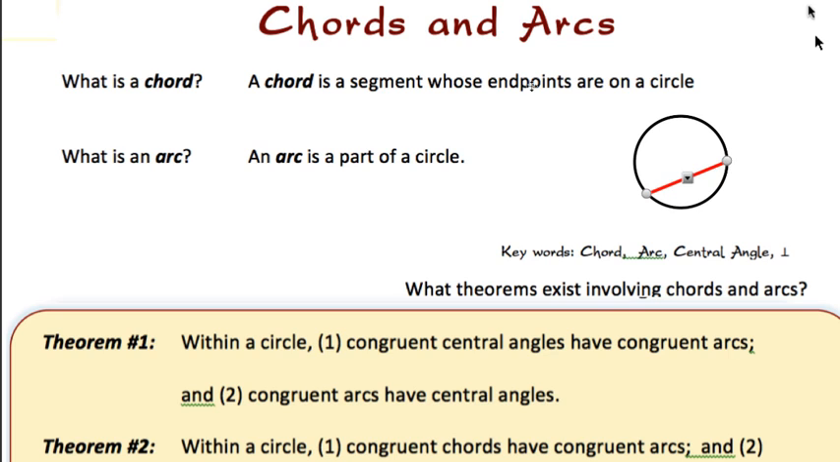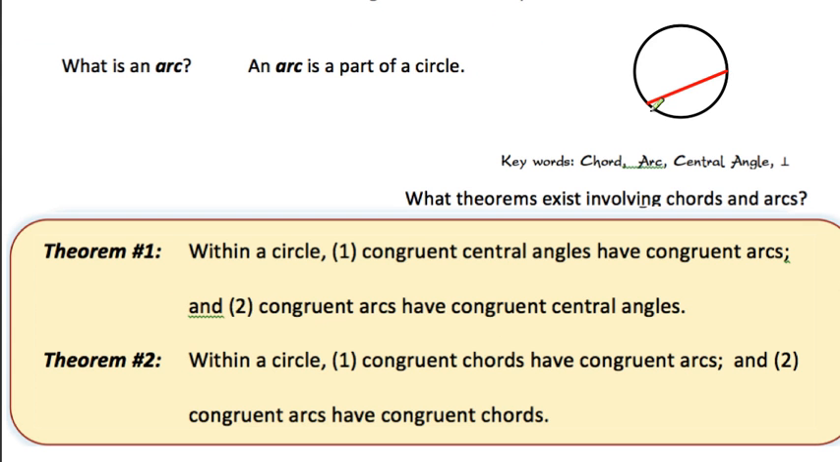As you know, an arc is a piece of the circle. It's this highlighted part right here. So if you were to take a circle and cut it in two places, you'd be left with two arcs, a major one and a minor one. So what are some theorems that we have to learn about these chords and arcs?